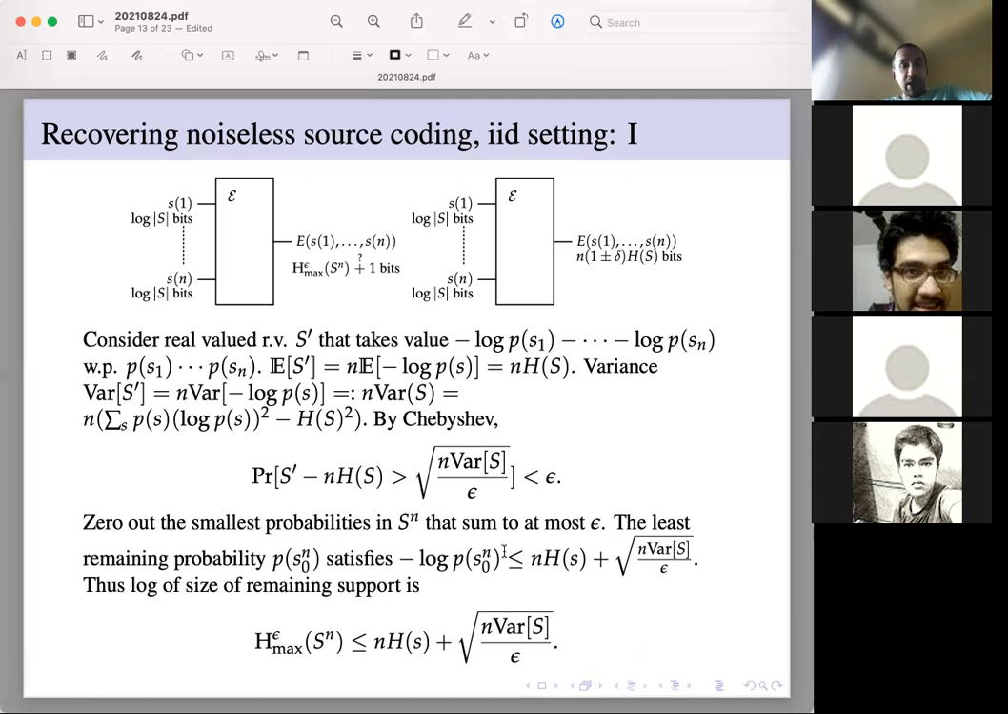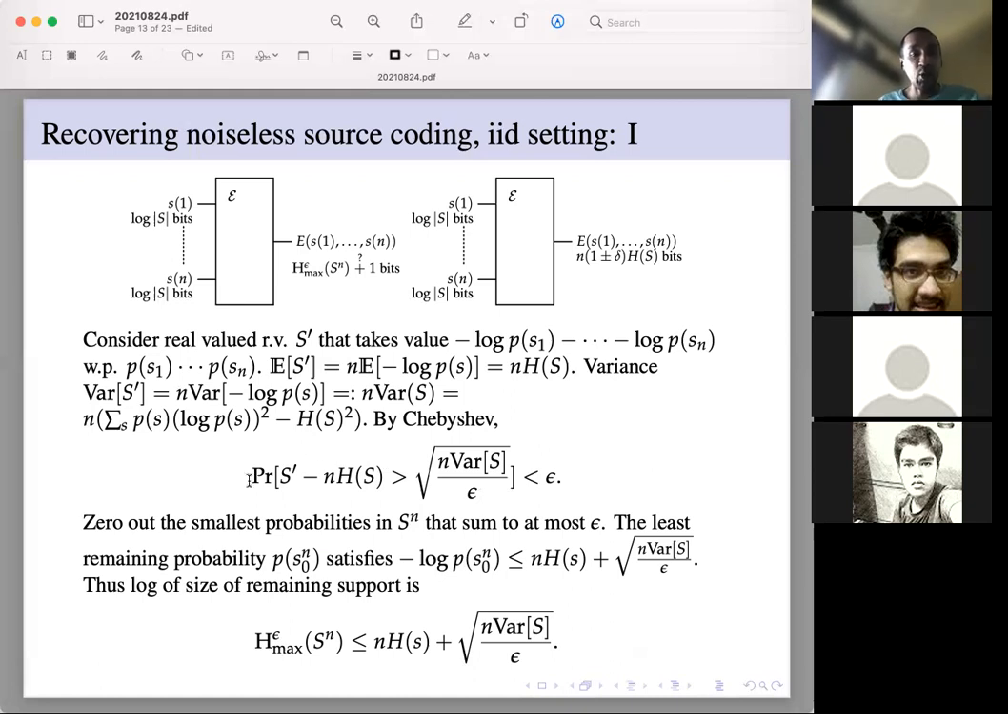This is what I claim, and this follows from here. So what do I know? One second. Don't we have to zero out those guys which lie outside this event? You can, but you don't have to work so hard. I'm getting to that.